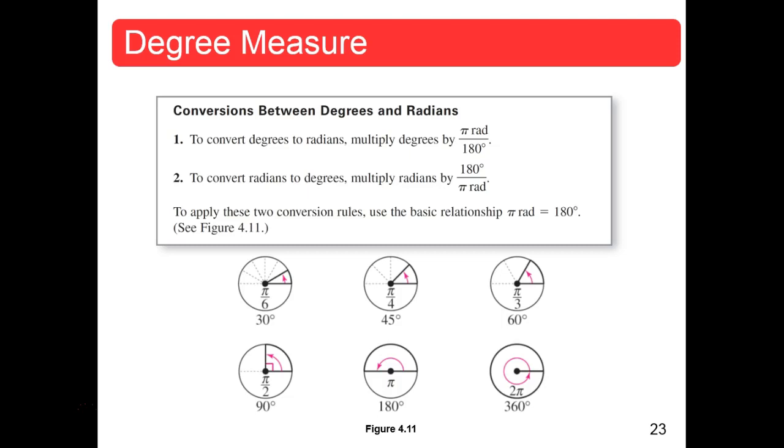To apply these two conversion rules, use the basic relationship, pi radians is 180 degrees. That's the thing to remember, okay? So pi 6 radians is 30 degrees, pi 4th radians is 45 degrees, pi 3rd radians is 60 degrees, pi half radians is 90 degrees, pi radians is 180 degrees, and 2 pi radians is 360. Those are the most common, our favorite angles. We're going to do lots of things with those angles. But to do any angle, you use a conversion. And I'll show you how I do it.